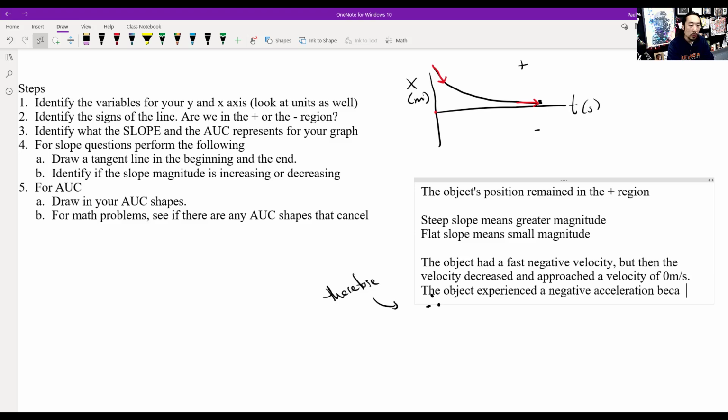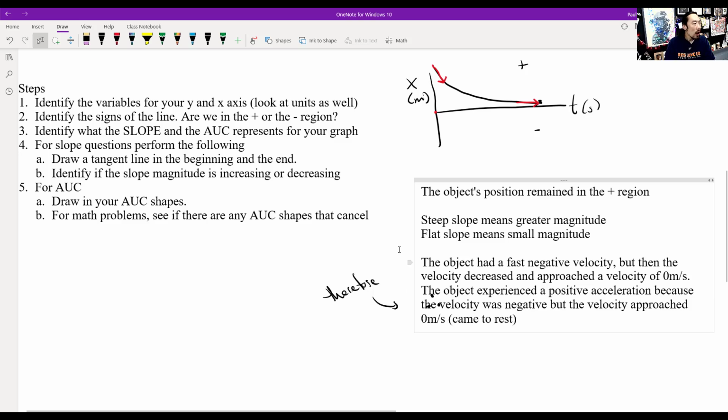Okay, because the velocity, the object experienced a positive acceleration because the velocity was negative, but the velocity approached 0. And then we can say it even came to rest. So that's a phrase you'll see a lot in physics. Came to rest. That means that you slowed down to a complete stop.